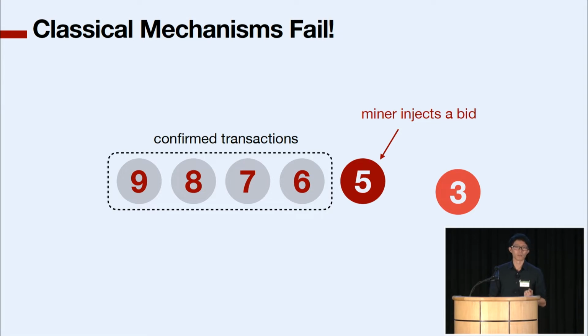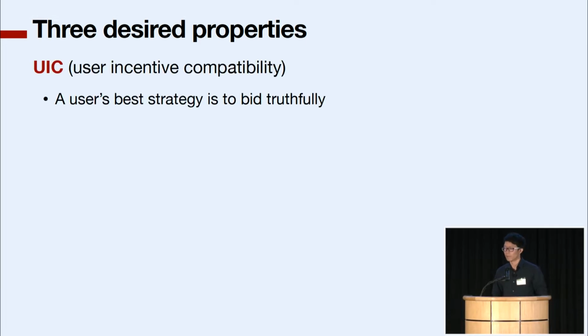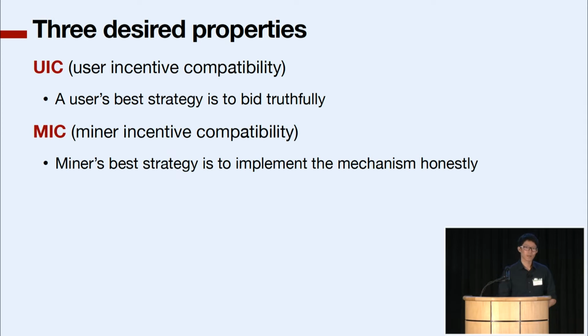So from the discussion above, we can conclude three desired properties that we want for a transaction fee mechanism. The first one is called UIC, User Incentive Compatibility. It says that if you are a user, the best strategy for you is to always bid truthfully. You don't need to monitor the network. You just need to disclose your true value. So it is easy to use. The second property is called MIC. That means if you're a miner, you never want to deviate from the mechanism.